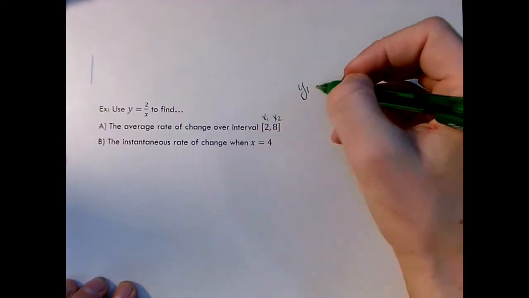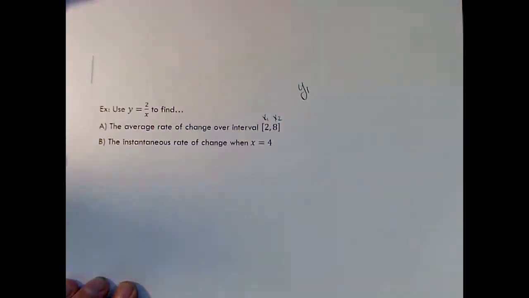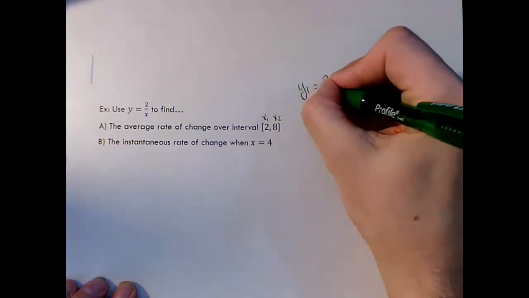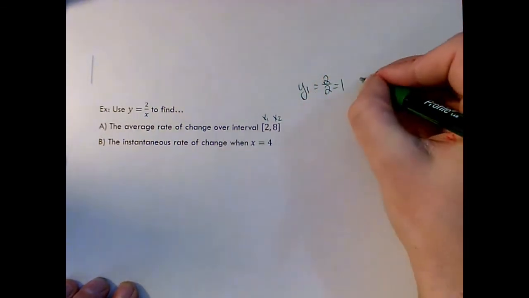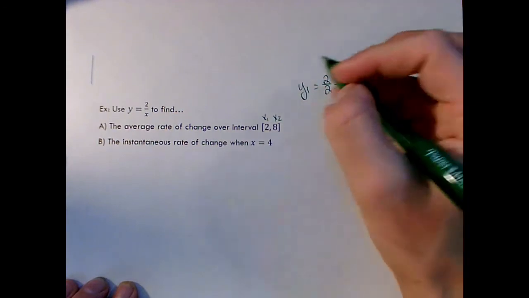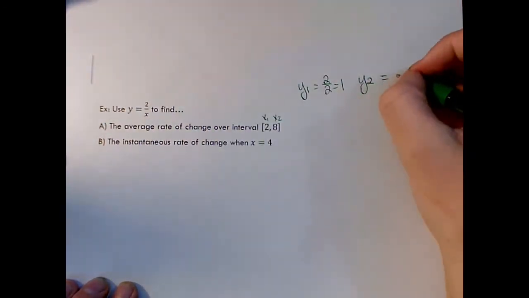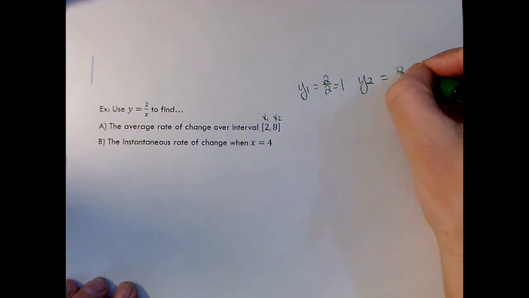My y sub 1 would be if I plugged in 2 into that equation over there. So 2 over 2 is 1. My y sub 2 would be if I plugged in 8 into that equation over there, which is 2 over 8, which is a quarter. Gross.